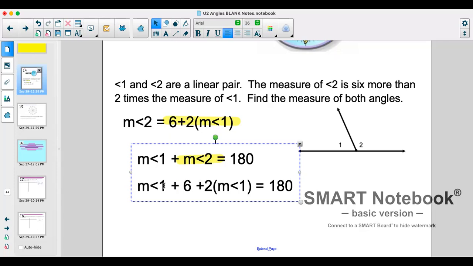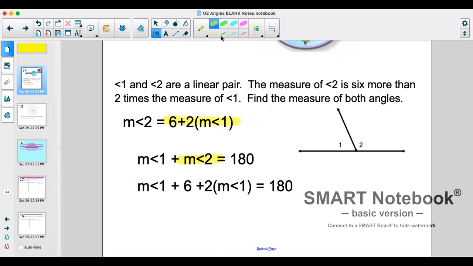Now, I know that this may look a little funky to you. It may look a little weird. If you want to swap that out and just call it a variable, that's fine. You just have to remember that that represents the measure of angle one. Otherwise, I would suggest sticking to using the measure of angle one notation. Okay, so our next line, I've got the measure of angle one. There's one of those. And then I've got another 2 sets of the measure of angle one.